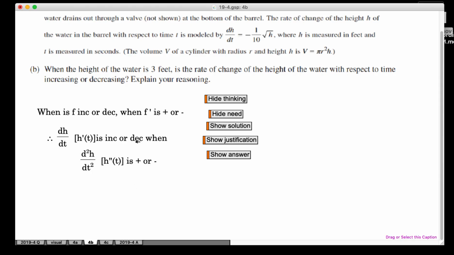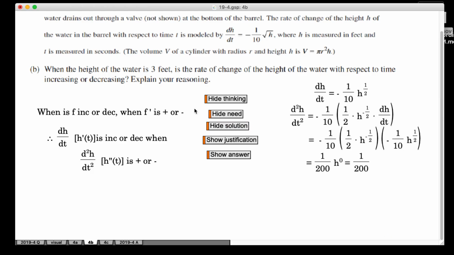So what I need to know here is I know dh/dt, so now I need to differentiate it again. Okay, so we'll do the work on this now. Here's dh/dt, I just copied it down here, and I need to differentiate this, so this is d squared h/dt squared. Okay, that's the second derivative. And so I need to differentiate this side. So this is a constant, minus 1/10. And then I'm going to differentiate this.